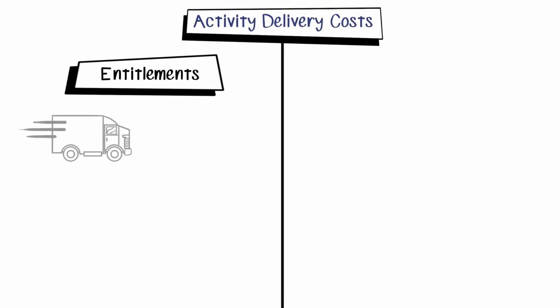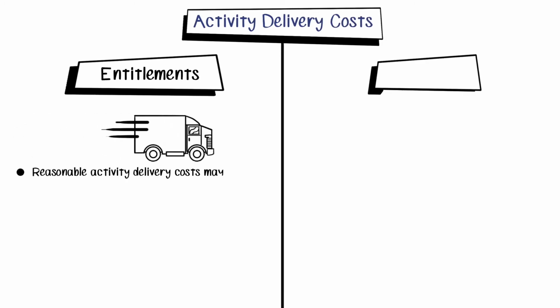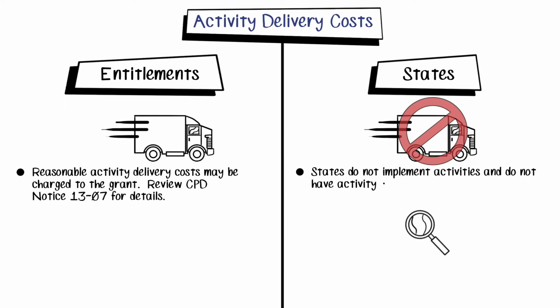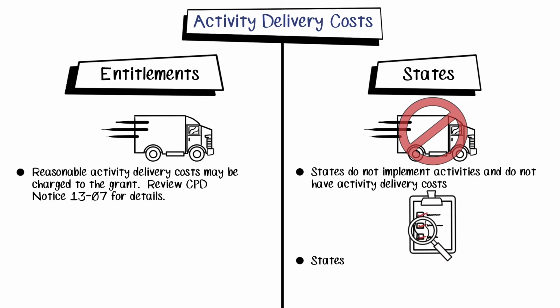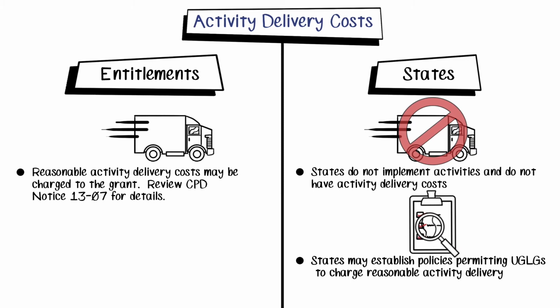While entitlements may charge reasonable activity delivery costs, states may not charge activity delivery costs because they are not allowed to implement their own activities according to the statute. States may establish policies allowing units of general local government to charge reasonable activity delivery costs.